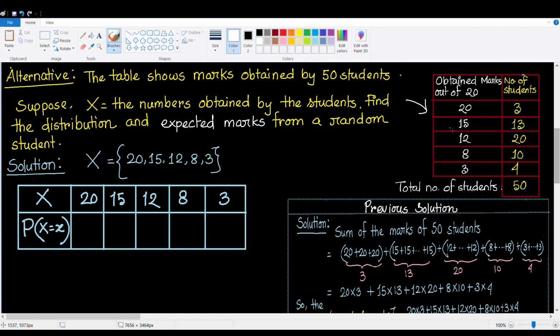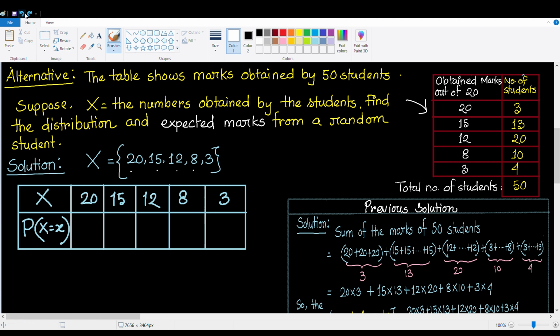So we are sharing the same table here. The table shows marks obtained by 50 students again. Suppose X is a random variable that is defined as the marks obtained by the students. Find the distribution and expected marks from a random student. There are 5 different marks obtained by the students, and they are 20, 15, 12, 8, and 3, right? So this is the random variable set X.